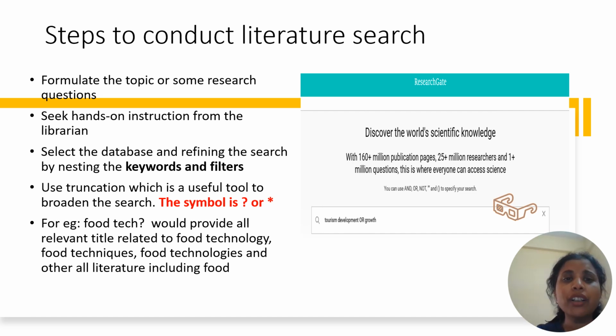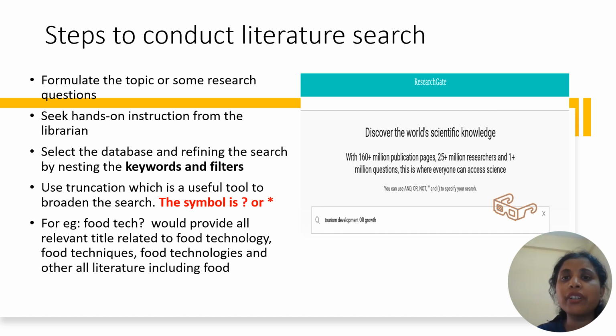Then if you see here, truncation is the question mark or the asterisk. These are the things which have to be used if you don't know what type of search you want. So if you want an elaborative search, you can use a question mark with the keywords you are looking for, and it will widen your search and give you more of the available articles in the repository.